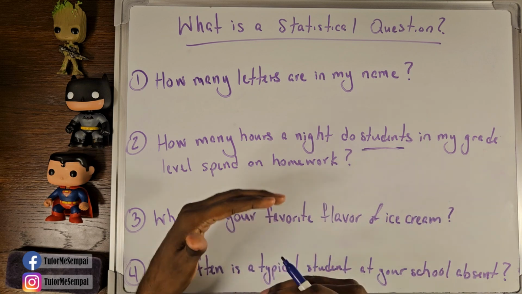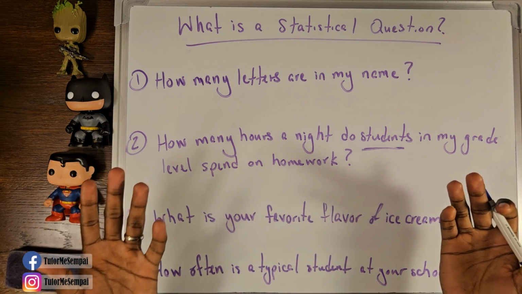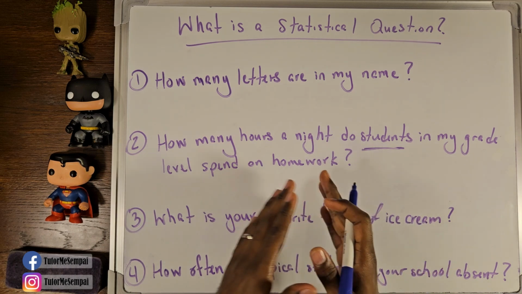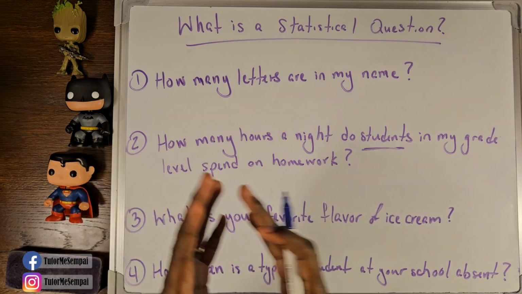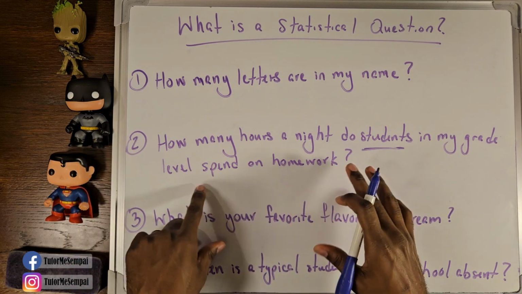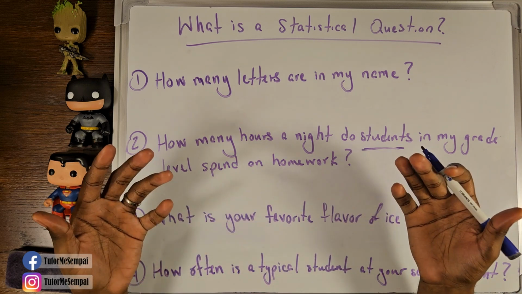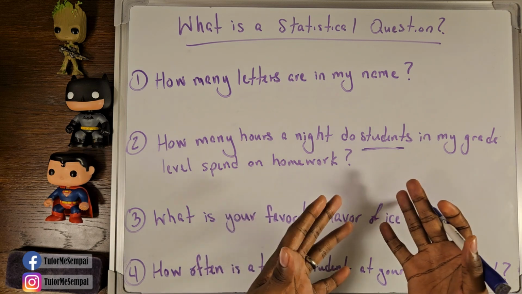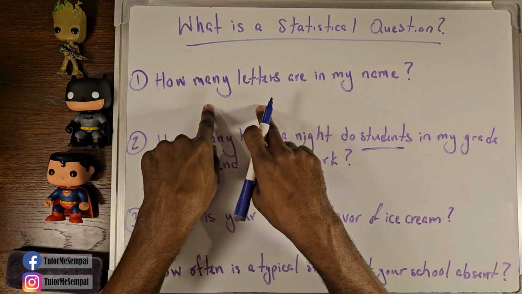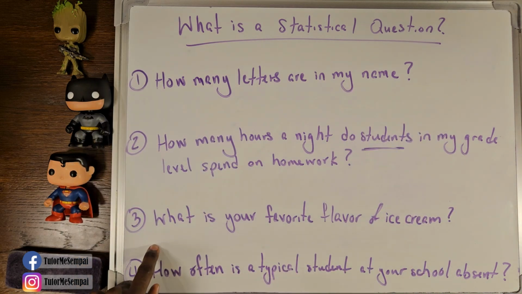Then you have to go to each and every one of those students and ask them how many hours a night they spend on homework. So you have to survey multiple students and get multiple answers. And then once you get all those answers, you can pretty much do an average of all those answers to give me an answer for this one. There's a little bit more work there than simply knowing my name and counting the letters. But let's keep going. How about number 3?